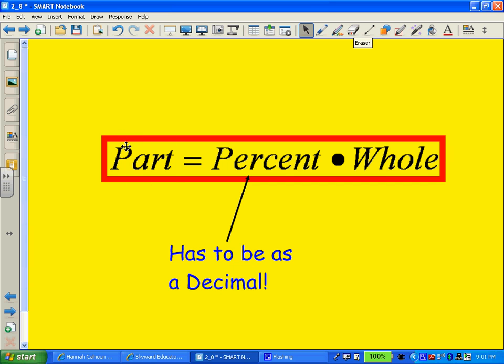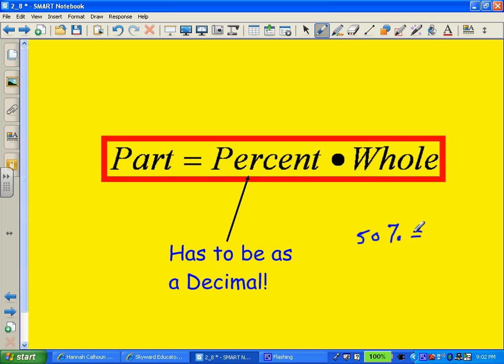And we'll talk about how we know what's the part, what's the percent, and what's the whole. But essentially what you'll be doing is just plugging in different parts of this equation and solving. Now, one important thing to remember is that this percent always has to be a decimal. For example, if the percent I was given was 50%, I have to change that into a decimal.